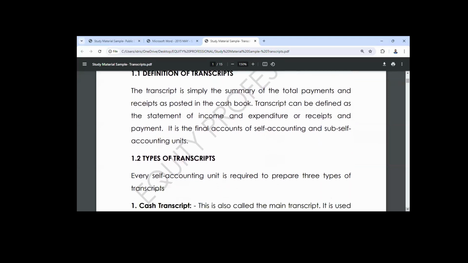Under this topic, we are still going to explain how many types of accounting units we have. We have 3 types of accounting units: self-accounting unit, sub-self-accounting unit, and non-self-accounting unit. So a transcript is just a summary of receipts and payments of government as posted in the cash book on a monthly basis.